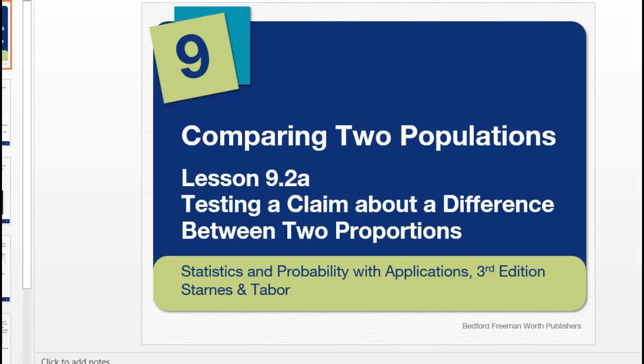All right, in 9.2, we're going to be comparing two populations, specifically testing the claim about a difference between two proportions. So in 9.1, we did confidence intervals. In 9.2, we're going to do significance tests.